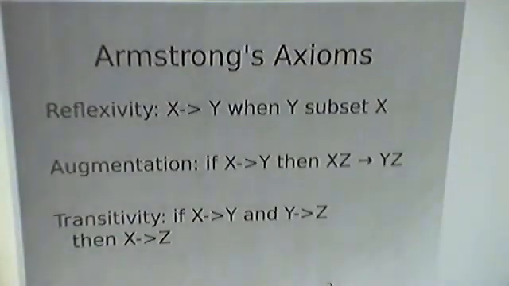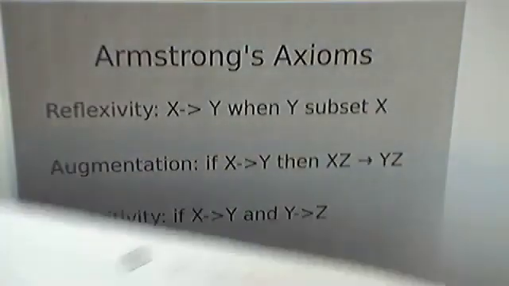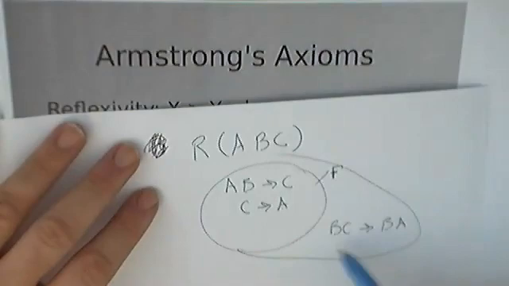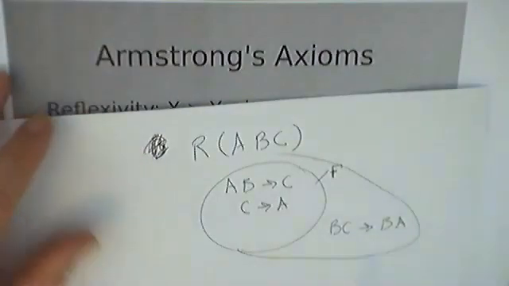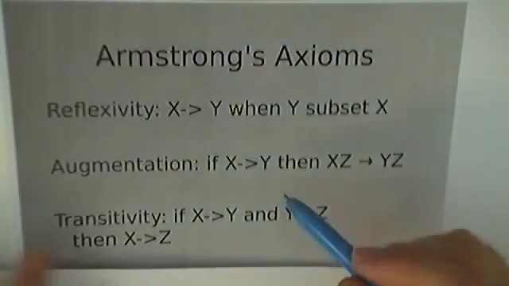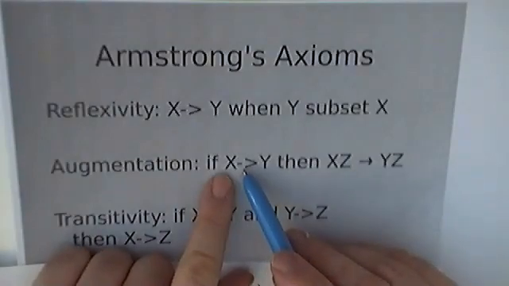All right, I'll be a little careful with that. I just wonder, why does BC go to BA? Yes, let's do that right here. So why do we get BC goes to BA? The reason is because of the augmentation rule here.